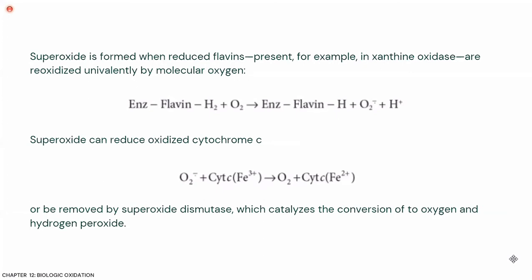Oh, here it is. This is formed in our body. So an enzyme, a flavin enzyme, plus oxygen, oxidation reaction, and they produce superoxide, O2 negative here. Your superoxide can reduce that and you form your oxygen back. And of course, the cytochrome here becomes reduced. So it can be removed by superoxide dismutase. We'll have a very good discussion about superoxide dismutase when we take up xenobiotics.